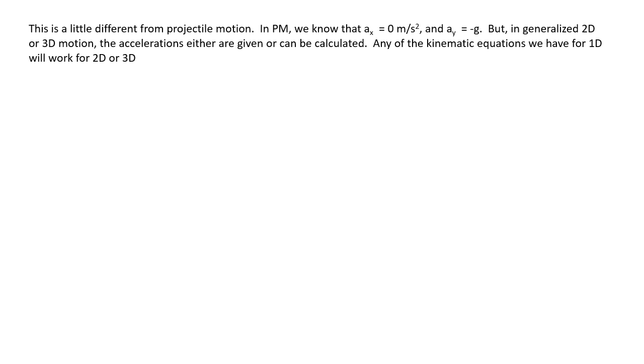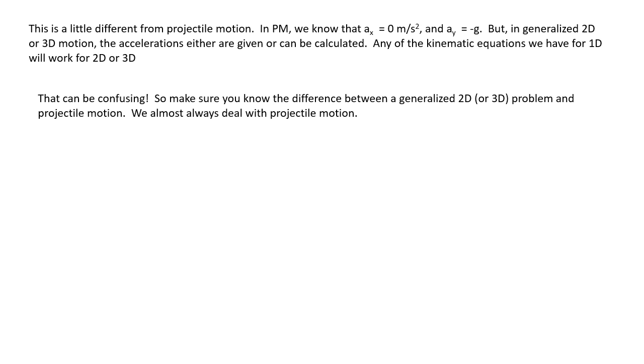So this is a little bit different from projectile motion. If we're talking about projectile motion, we know some things about what's happening. We know that the acceleration in the x direction is going to be 0, and we know that the acceleration in the y direction is minus g. But in general 2-dimensional or 3-dimensional motion, the accelerations are either given or we'll be able to calculate them using our kinematic equations. Any of the kinematic equations we've used before will still work for 1D or 2D.